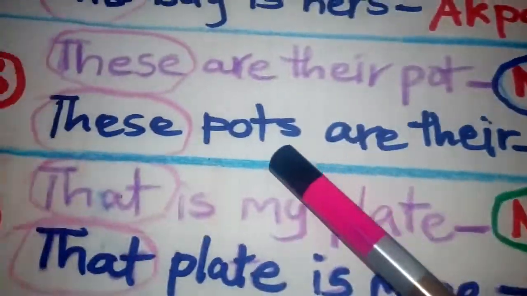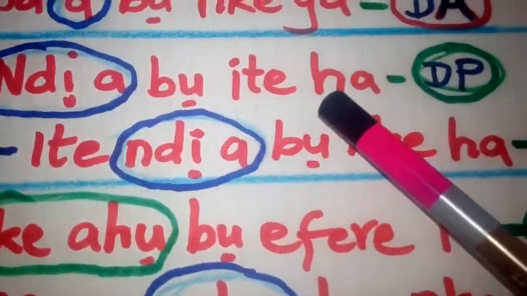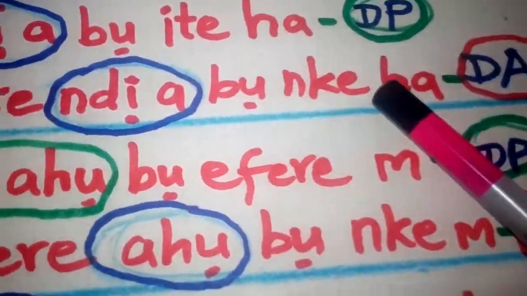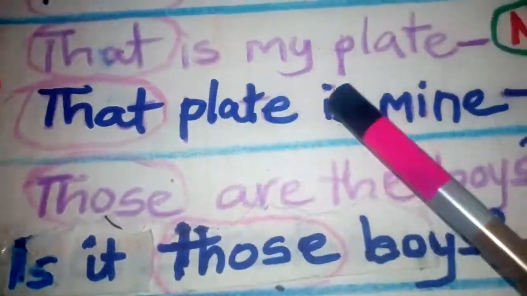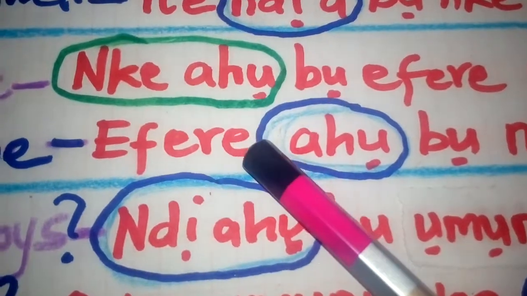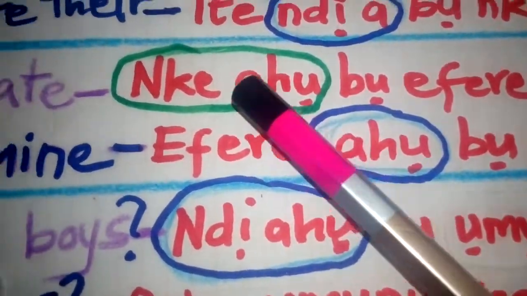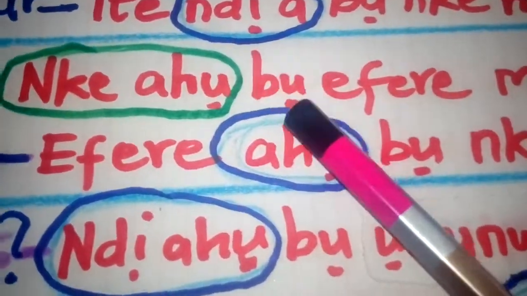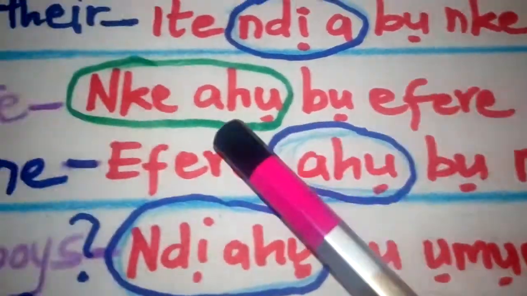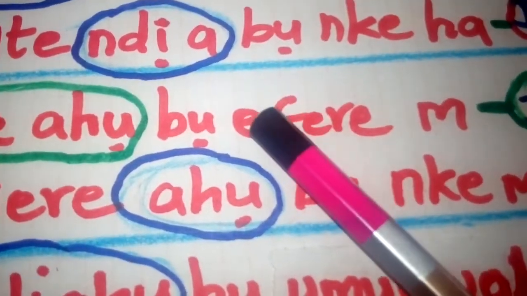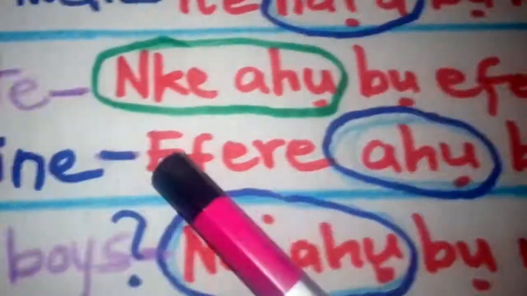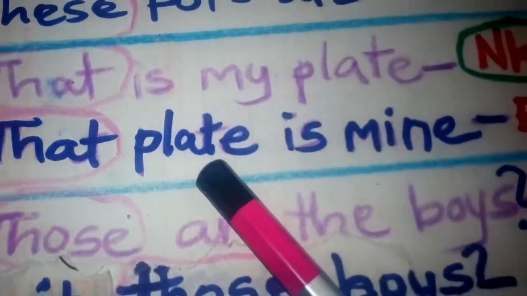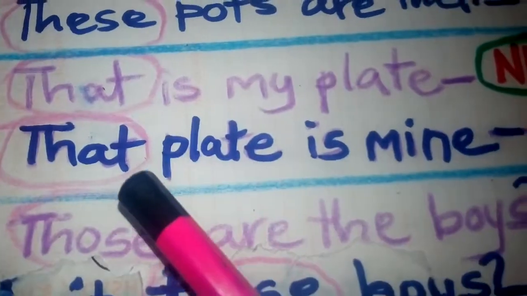Okay, itabo, ite ha, ite ndiabo nke ha. Okay, that is my plate. That is my plate. Nka aho. Bo eferem, which means coming before the efere means demonstrative pronoun. Okay, that plate is mine.